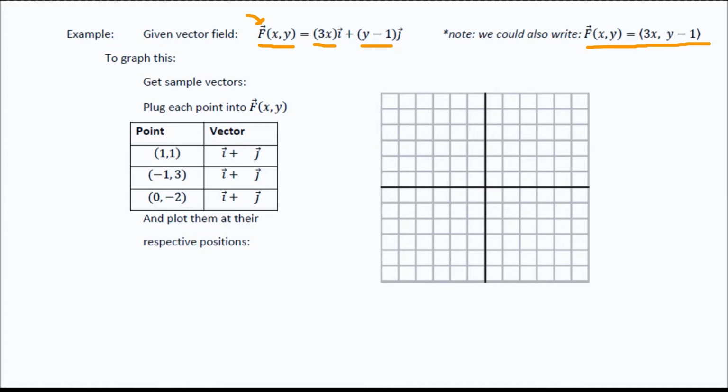So let's take a quick look at how this actually works in practice. Let's take a few random points in space and see what the vector associated with that point would be and how we would plot that. So let's start with the ordered pair 1, 1. I would write this as F hat of 1, 1. And what I'm going to do is plug in that ordered pair for all my variables. So 3x, but I'm replacing the x with the number 1 in the i hat, plus y minus 1, except replacing y with, in this case, 1. So 1 minus 1 in the j hat direction. So we just simplify this a little bit.